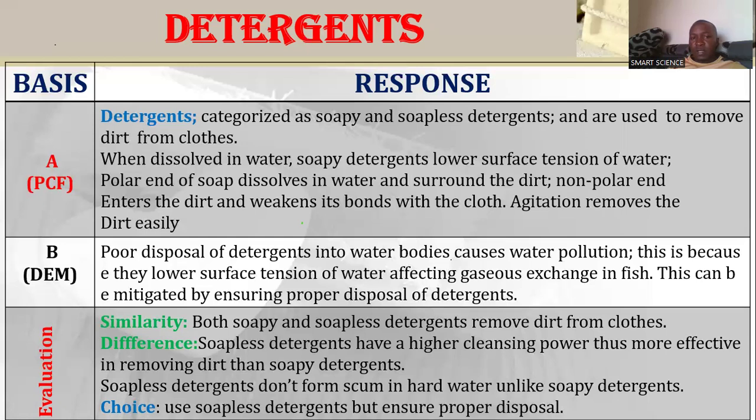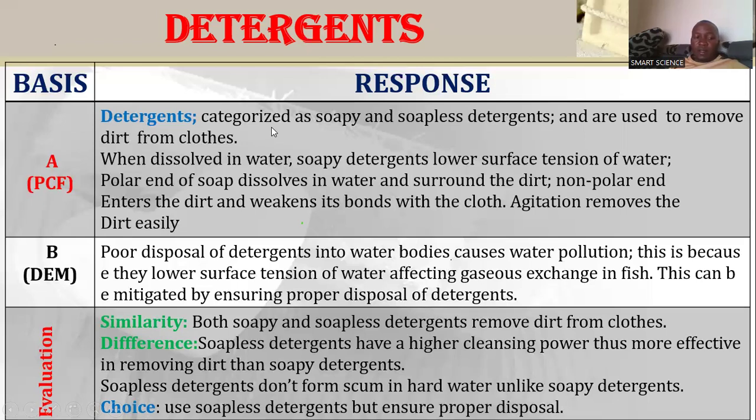So when dissolved in water, soap lowers surface tension of water, and that allows wetting of the cloth. The polar end of soap will dissolve in water and surround the dirt, while the non-polar end enters the dirt and weakens its bonds with the cloth. If you agitate the cloth, you shall easily remove the dirt and it will be suspended in water. It will be prevented from reattaching on the cloth. So that's how the cleansing action of soap can be described.